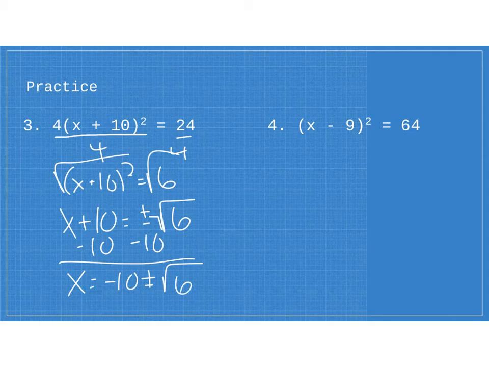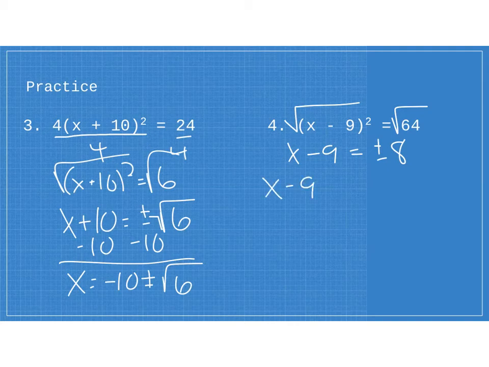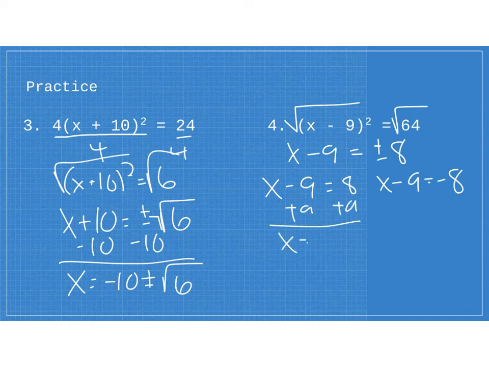Now as we move over to number 4 here, our squared term is isolated. So we can go ahead and take the square root, and that gives us x minus 9 equals plus or minus 8, since the square root of 64 is 8. And then since we have an integer, we're going to be able to combine those. So you can write two equations, x minus 9 equals 8, and x minus 9 equals negative 8. Add that 9, and we get x equals 17. Add 9, and x equals 1.